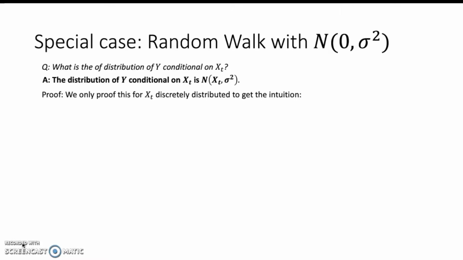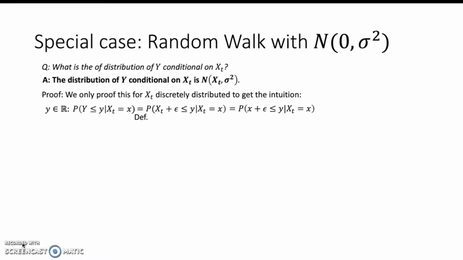So what is the distribution of y conditional on x_t? This is normally distributed with mean x_t, so the current state of the Markov chain, and the variance sigma squared. And for the proof, we only prove this for x_t discretely distributed to get the intuition. So we start with some y in R, and we write down the probability that Y is smaller or equal than some little y, conditional that we actually are in the state x at time t. And then we just put in the definition of Y, which was just x_t plus some random variable which was normally distributed, and we still leave the condition.